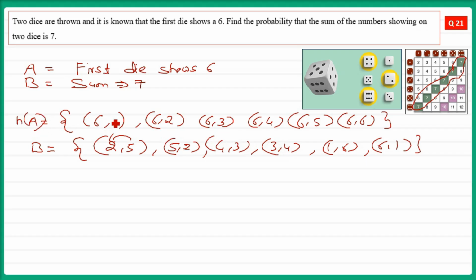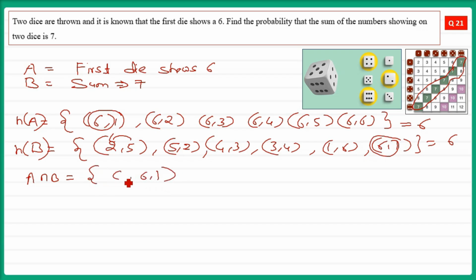So the number of elements in A is what? 1, 2, 3, 4, 5, 6. It is 6. The number of elements in B is also 6. 1, 2, 3, 4, 5, 6. Now let's take the A intersection B. What are the elements in both the sets which are common? So this 6,1 is the only common value between the sets A and B. So the number of elements in A intersection B is 1.